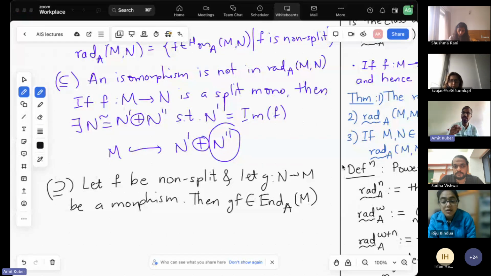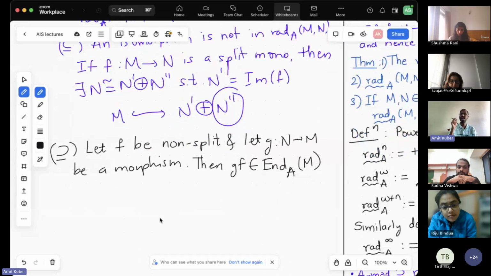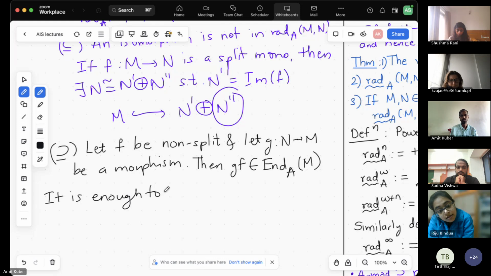But now recall some result that we have already stated. The endomorphism algebra of an indecomposable, what can you say about that? It's a local ring. Very good. Thank you. So it's a local algebra. Local algebra had one more characterization, that either every element is a unit or 1 minus that element is a unit. So we will try to see whether there is a contradiction. So it is enough to show that GF is not an iso.